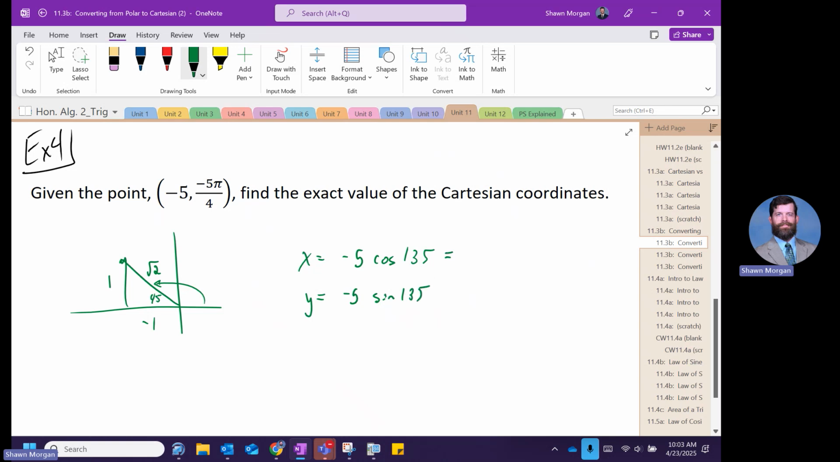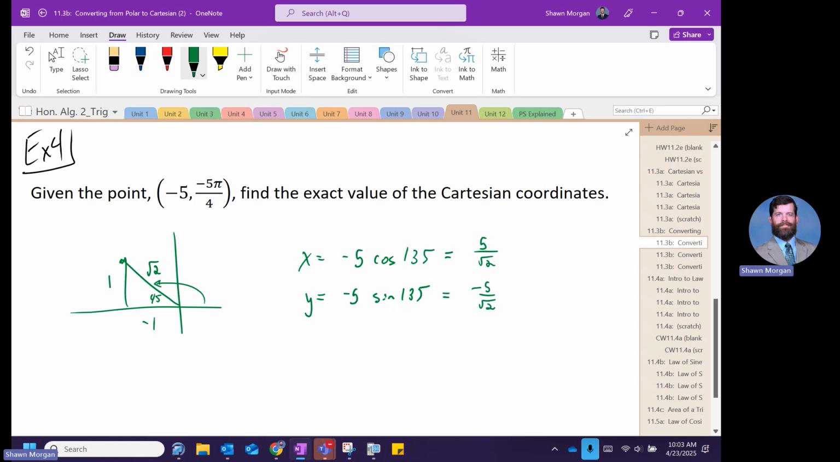I got my picture drawn up. I got 135 located. Cosine's adjacent over hypotenuse, negative 1 over radical 2. Okay, so the negative times negative is going to be positive 5 over radical 2. And then sine would just be 1 over radical 2, so negative 5 over radical 2.